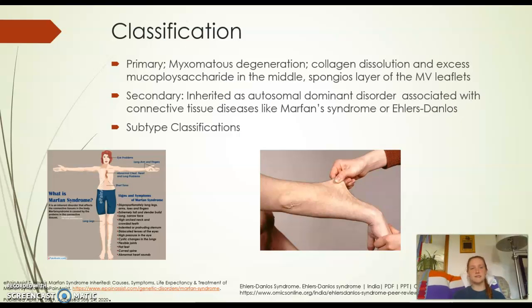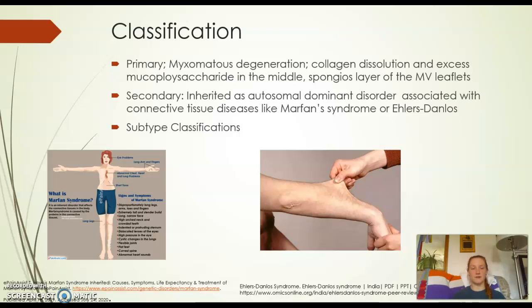So this disease can be classified in a couple different ways. There is primary as well as secondary classification and subtype classifications. The primary classification has to do with myxomatous degeneration in the absence of any connective tissue pathology. The secondary is multifactorial, and it has to do with being inherited as an autosomal dominant disorder. This is seen in several different syndromes, such as Marfan syndrome and Ehlers-Danlos syndrome, and these were two that were not very familiar to me.